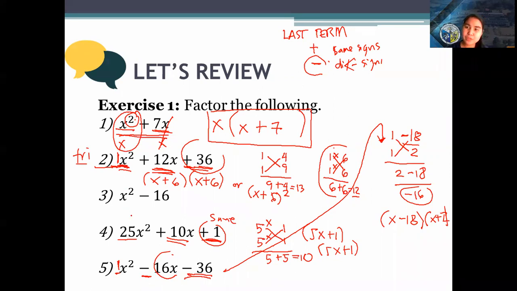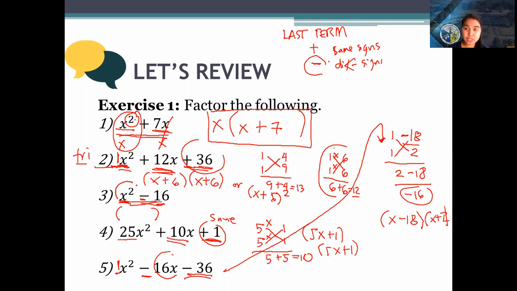Very good. Let's go to number 3. Ma'am, I can solve it by extracting the square roots, right? x squared minus 16. In one glance, you know the answer is plus and minus 4. But you can also solve it using factoring. How will you do it?